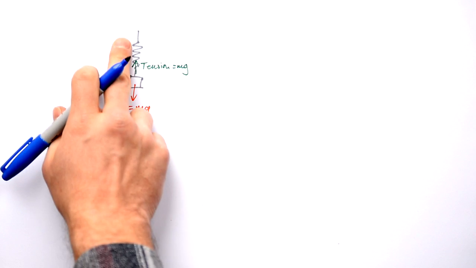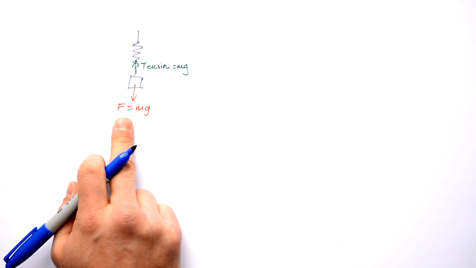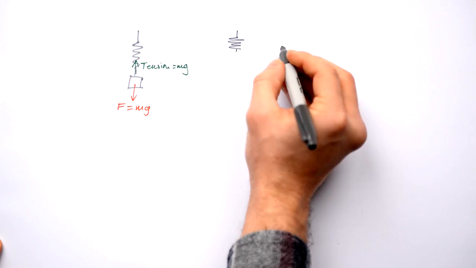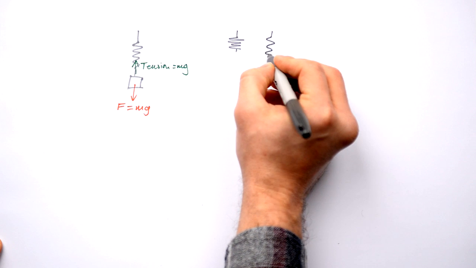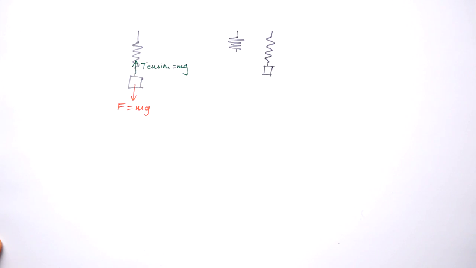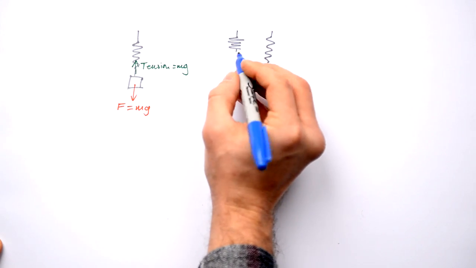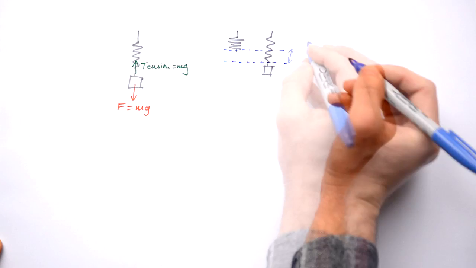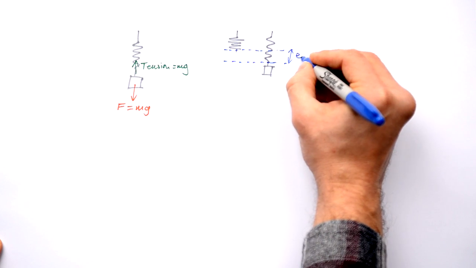It stands to reason that if we double the mass on a spring, we're doubling the force, and we should be doubling how far this spring stretches. Here's our spring with no load on it at all, and here it is with a weight on the end. Using the bottom of the coil, we can see that this is our extension here.